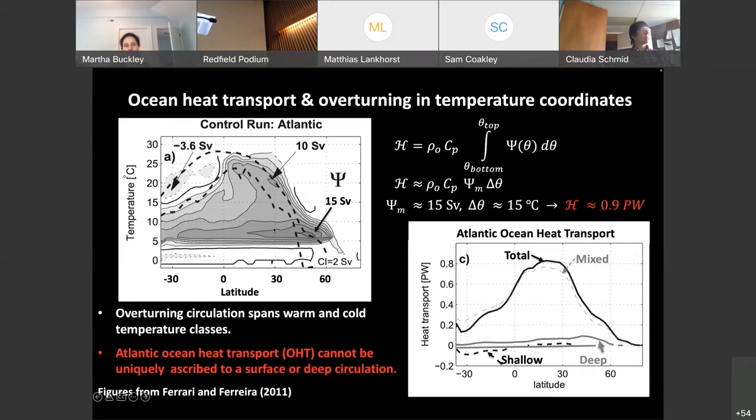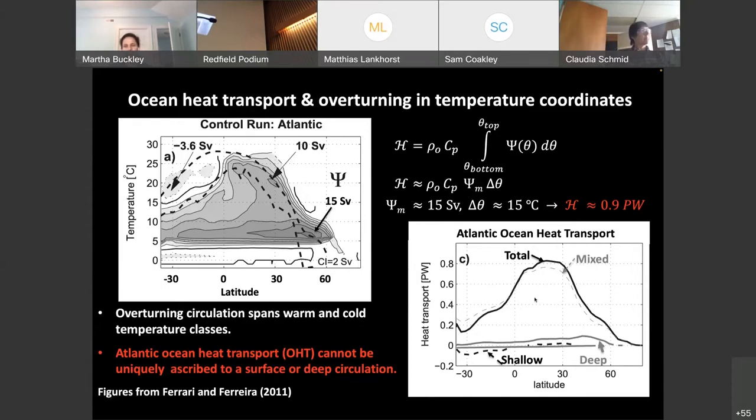over which it acts. So if you say that the maximum is about 15 sverdrups, as seen here, it operates over a temperature contrast of 15 degrees Celsius. That gives you a peak heat transport of about 0.9 petawatts, which is in accord with what the actual ocean heat transport is when they calculate it from the model.